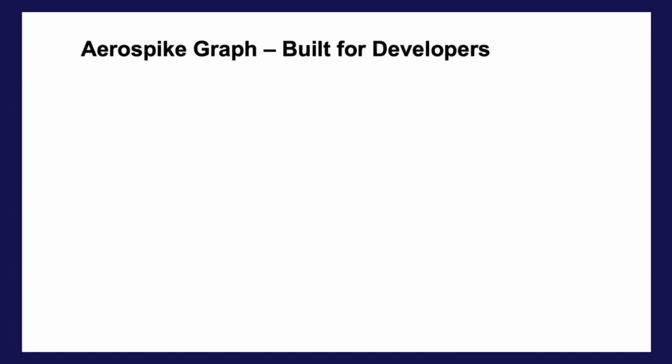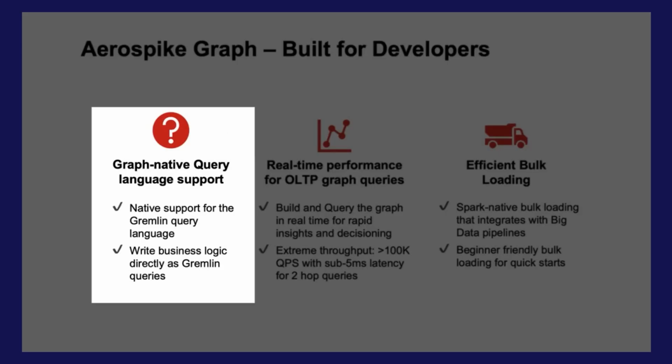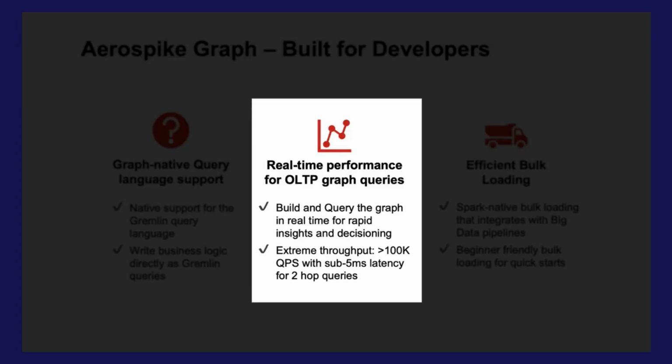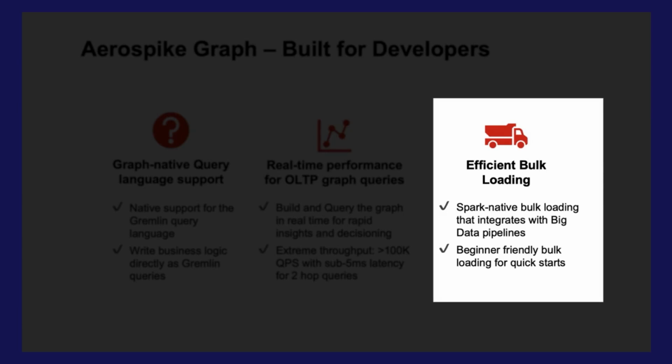These examples showcase how easy it is for developers to get started with Aerospike Graph. Modeling your data as a graph and then writing application logic as Gremlin queries empowers you to effortlessly translate your ideas into actionable code. With Aerospike Graph, you can rest assured that you will get extreme query throughput and real-time query performance no matter how large your dataset is. Whether it's part of a big data pipeline or you're just getting started with a small dataset, we've got you covered with bulk load utilities that fit every size.